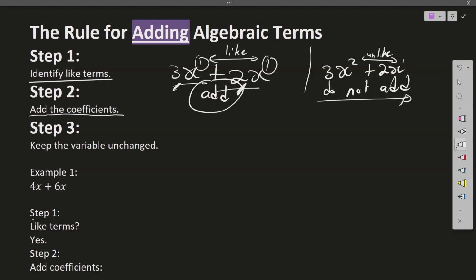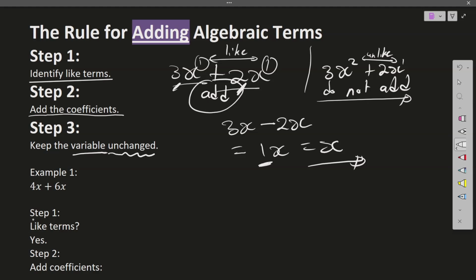This goes also for subtraction. If I had 3 apples and we ate 2 apples, we would be left with 1 apple. So this is just represented as x. Do not write the 1, it is invisible in mathematics. But you know that there is a 1 here, it is always there. And so add the coefficients but keep the variables unchanged. Do not change the variables.